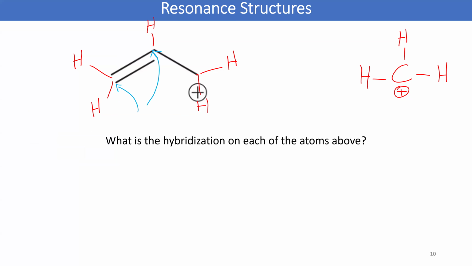How many sigma bonds or lone pairs do you have? No lone pairs. It's 3 sigma bonds though, right? So what does the hybridization have to be then? SP2. SP2.